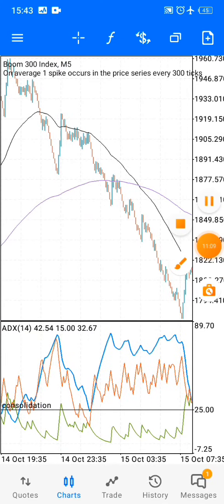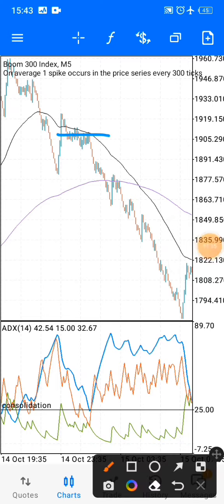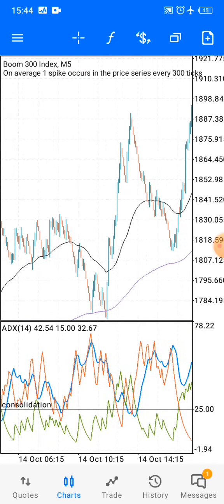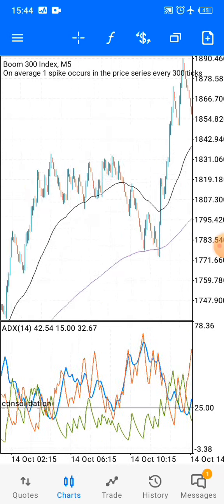So let's say I entered right here, somewhere in here. My stop loss I will place above this one, the previous high. And then, as you can see, my take profit will be somewhere there. So it's a simple 3 to 1 ratio, or 4 to 1. That's how I use this strategy.